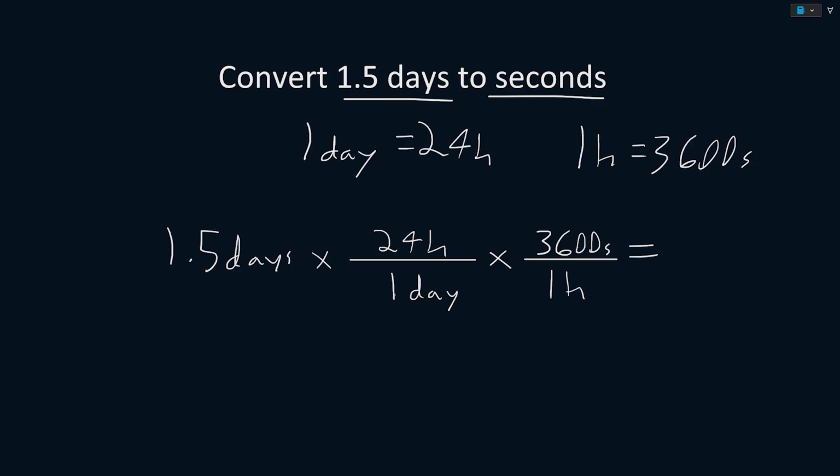Solving this equation, we get that the days cancel and leave us with hours, and then the hours cancel and leave us with seconds. This tells us that 1.5 days is equal to 129,600 seconds.